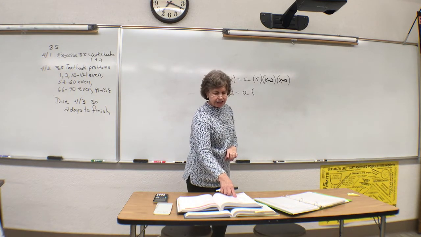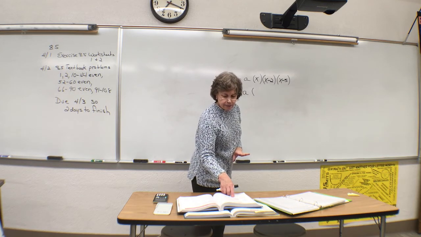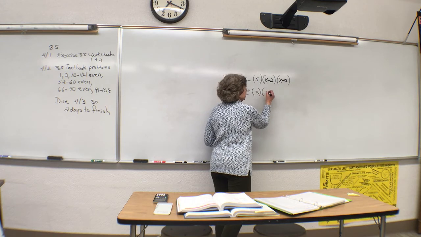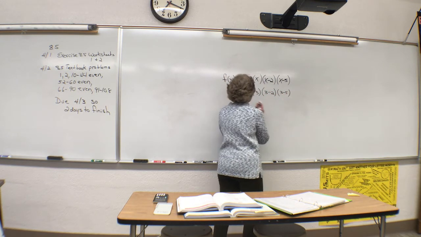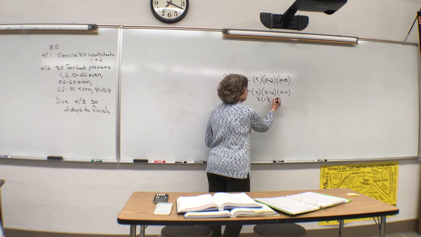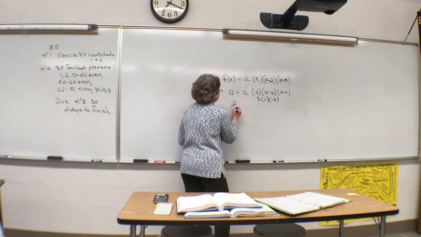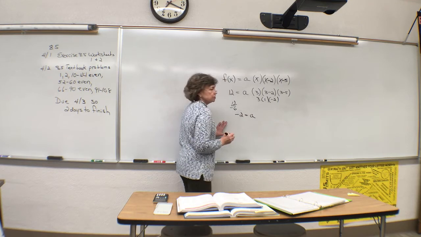So we have to find out what the a is. I have 12 for the y, and my other point was 3 for x, so I have 3 for x, and 3 minus 2 is 1, that's so nice, and 3 minus 5 is negative 2. So 3 times 1 times negative 2 is negative 6, and 12 divided by negative 6 is negative 2, so a is negative 2.